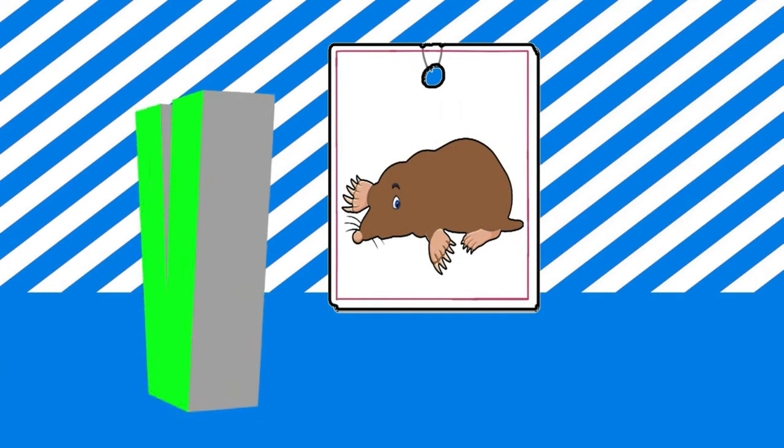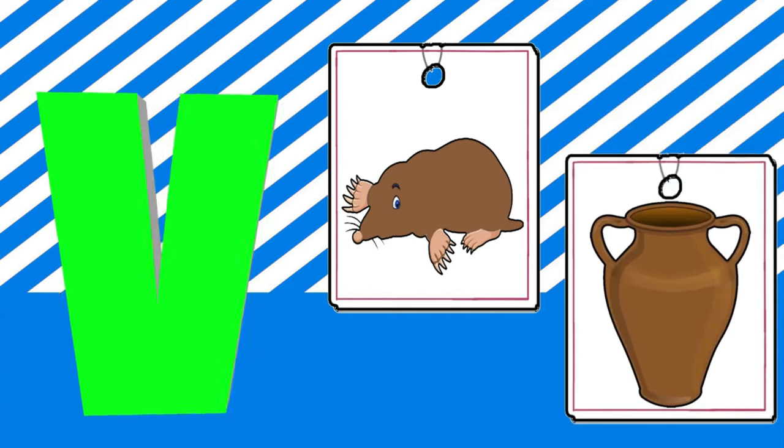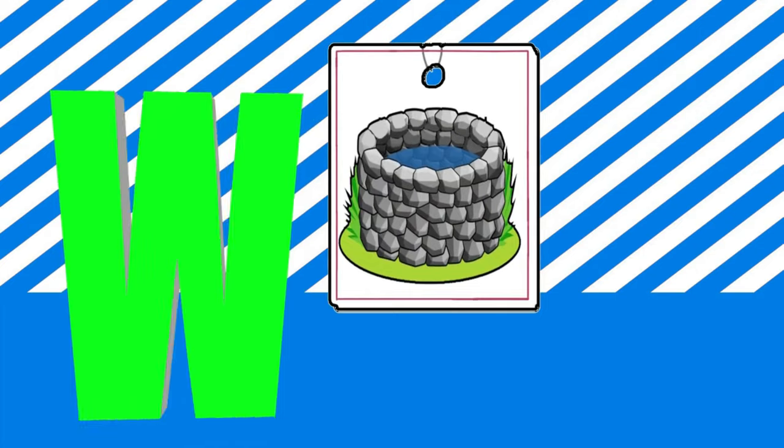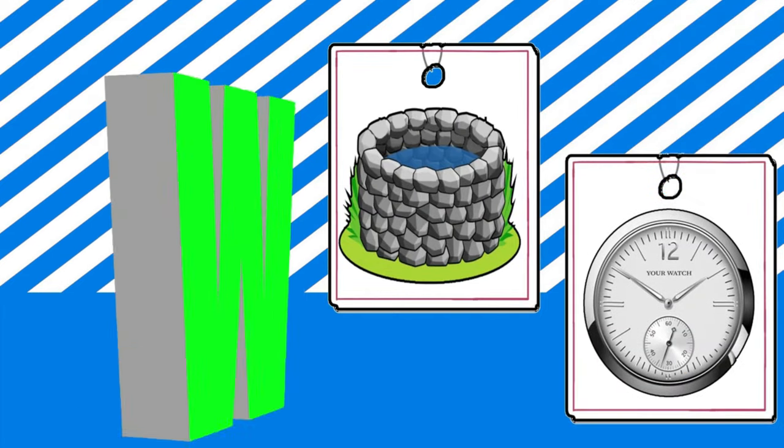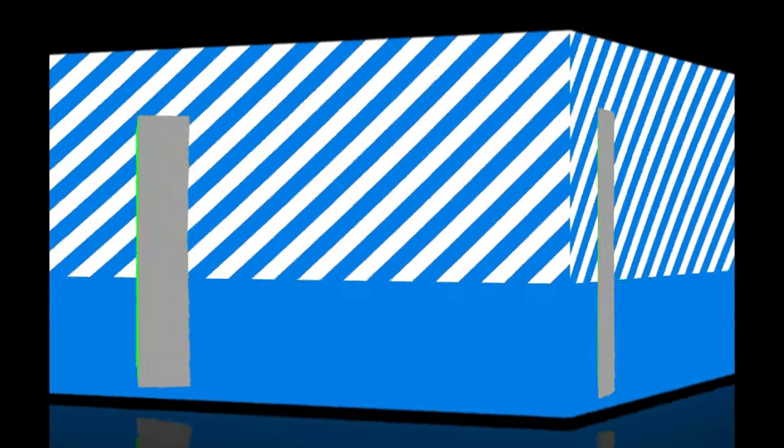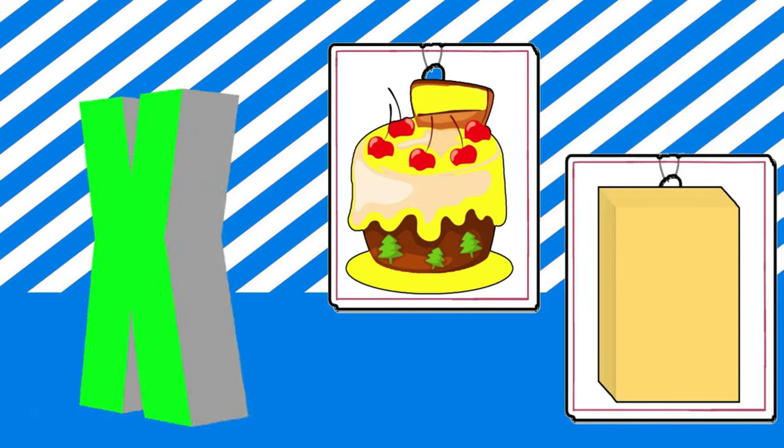V. This is the letter V. V sounds like V. A brown vowel, a brown vase. W. This is the letter W. W sounds like W. A gray veil, a gray watch. X. This is the letter X. A yellow Xmas cake, a yellow Xerox paper.